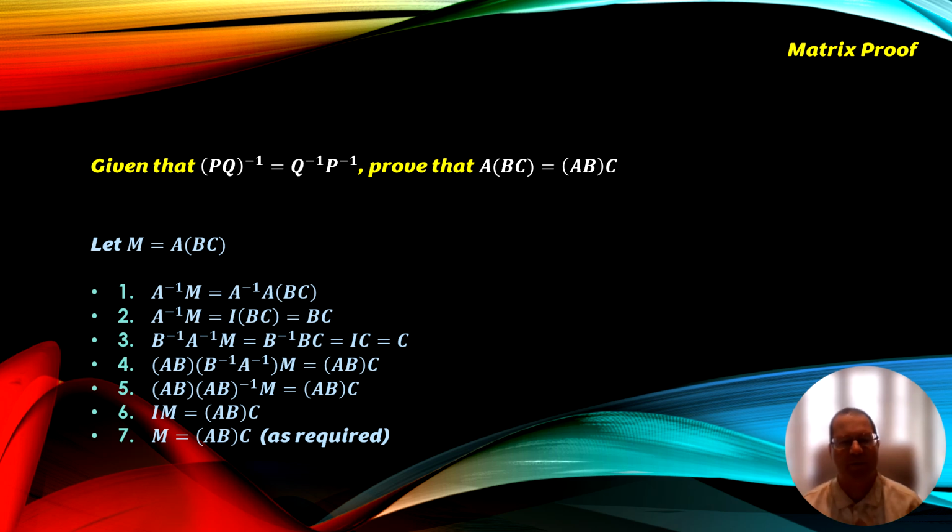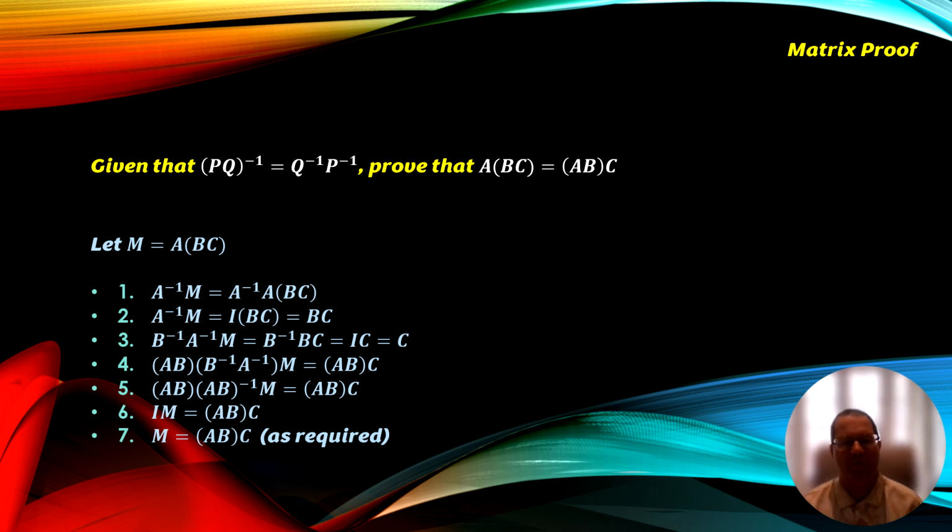So in step 1, we pre-multiply by the inverse of A. And as a result of that, on the right-hand side, the inverse of A times A is I. So in step 2, the inverse of A times M is equal to BC. Then for step 3, we pre-multiply by the inverse of B, which gives us B minus 1 A minus 1 M is equal to B minus 1 BC. B minus 1 times B is simply I, which therefore the right-hand side is equal to C.